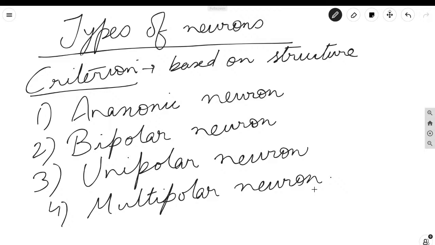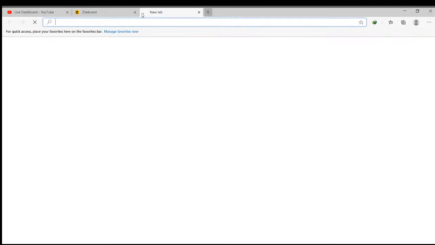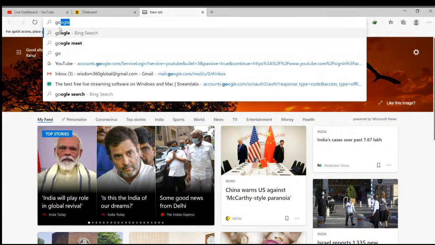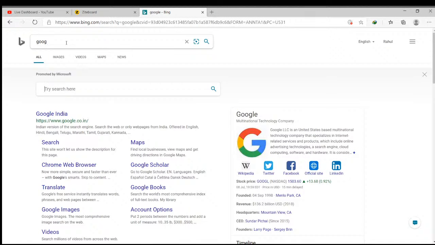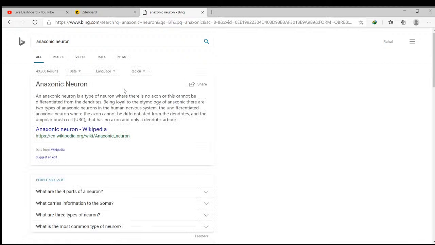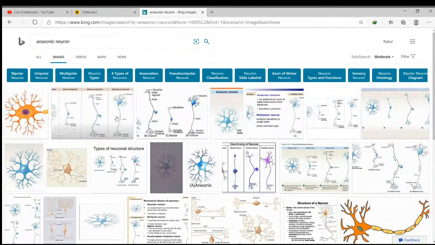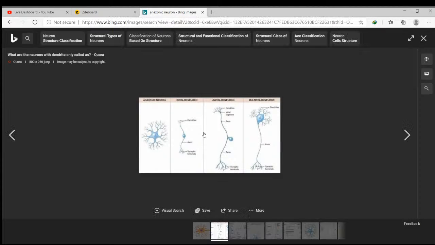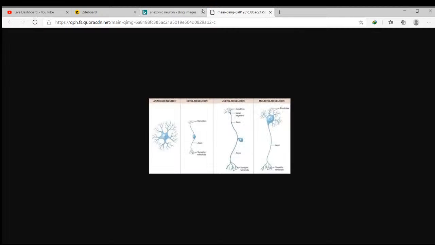Now, first of all, we'll be talking about anaxonic neurons, right? The name anaxonic itself says without the axon. So the neurons which are without the axon are known as anaxonic neurons. So I'll show you the image of anaxonic neurons. So these are the four types. You can see right here the four types of neurons.